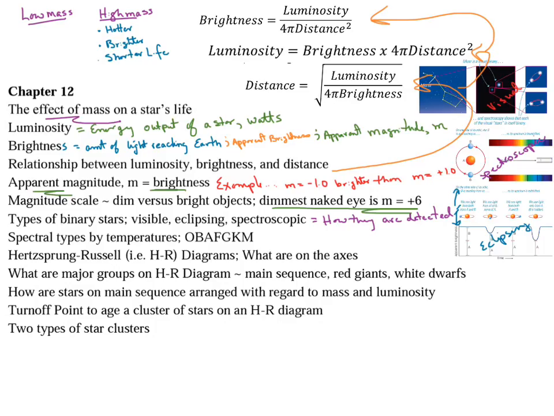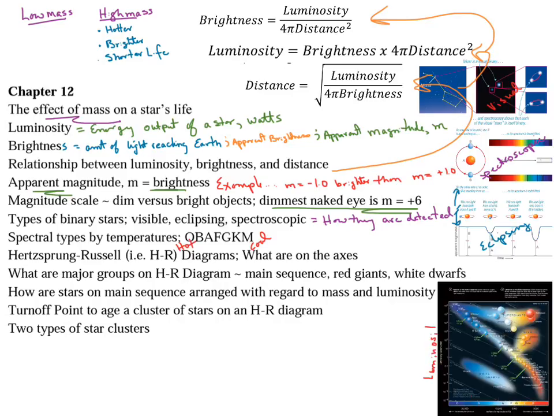Then there are 7 spectral types of stars, and I told you you can use the O, be a fine guy or girl, kiss me. And then just remember that O is the hottest and M is the coolest. And we'll be talking more about these HR diagrams. I just kind of introduced them in this chapter talking about stars.